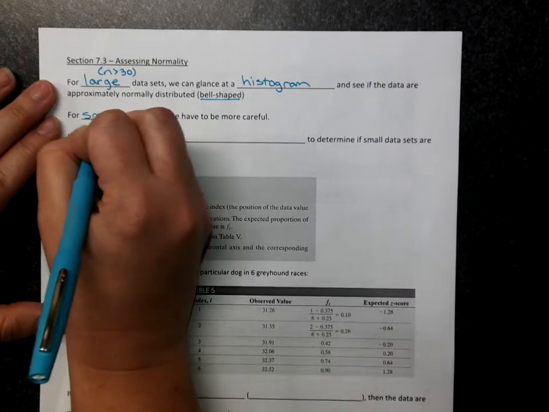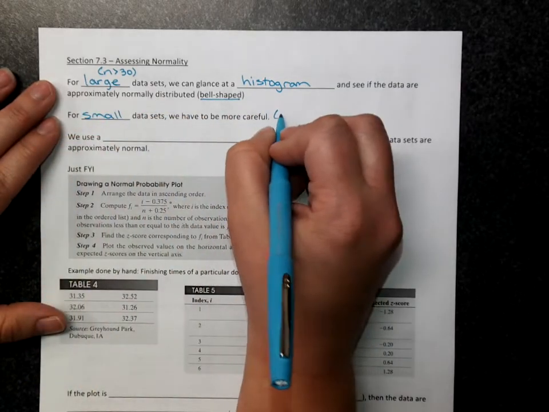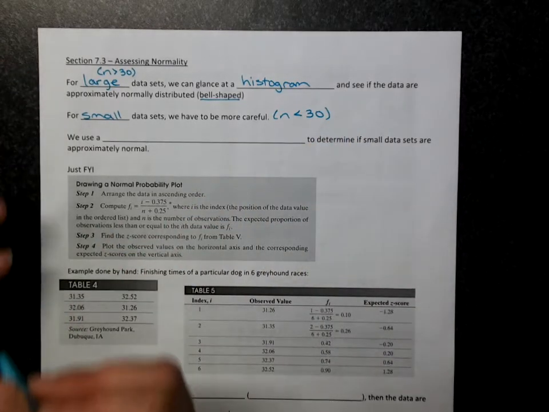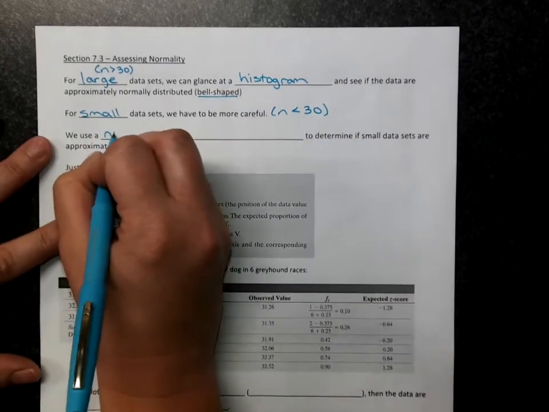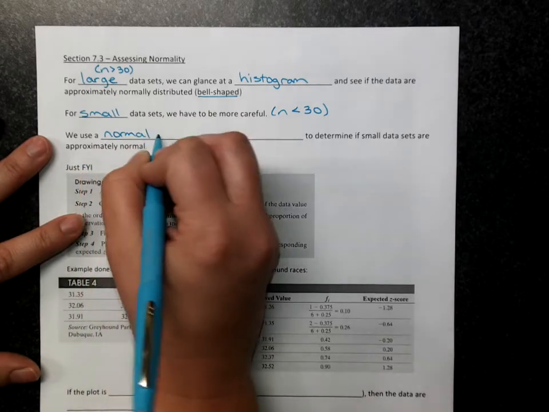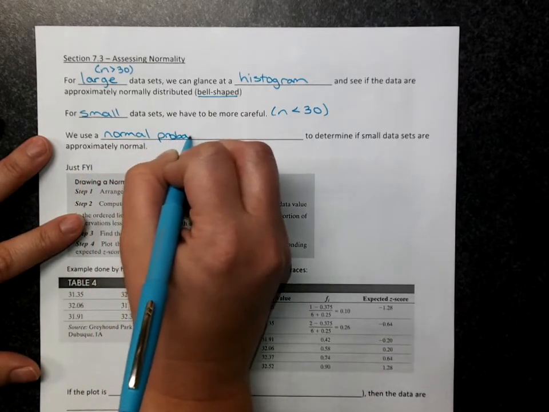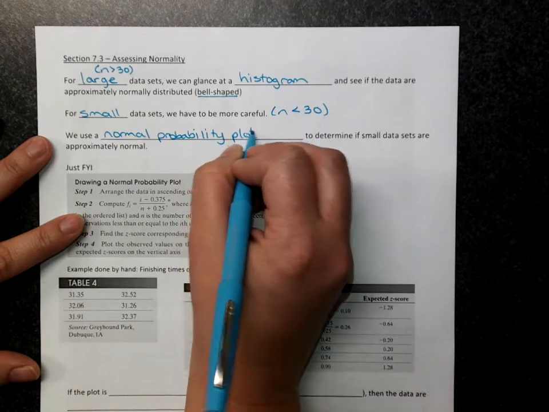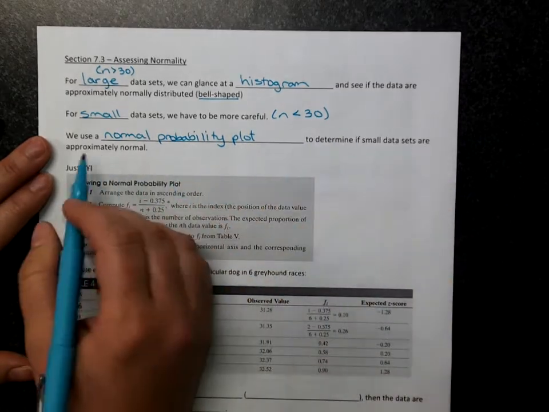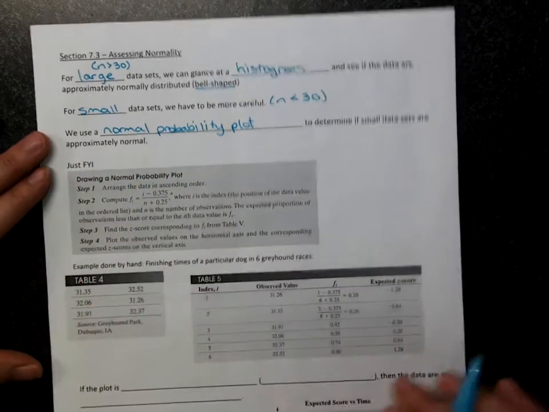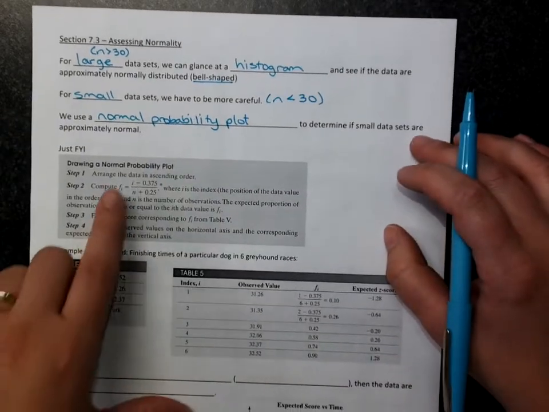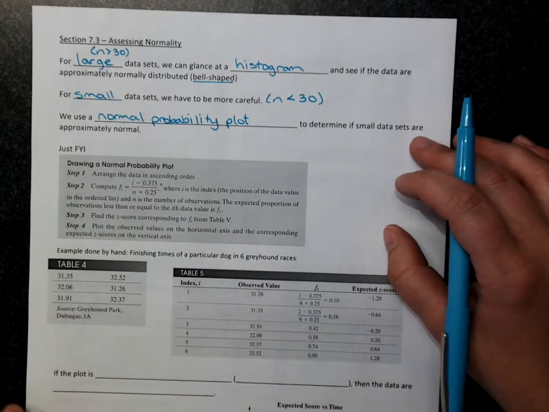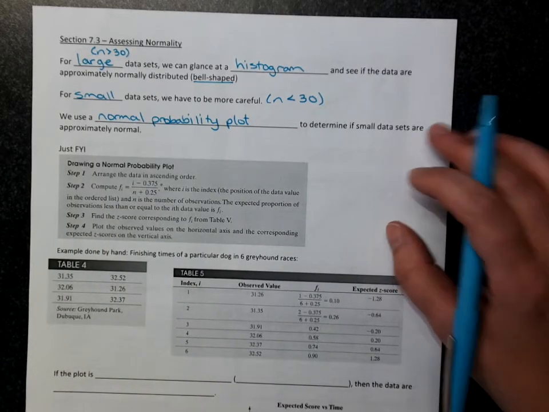For small data sets, and that's if the sample size is less than 30, we have to be more careful. So we use what's called the normal probability plot to determine if small data sets are approximately normal. Now your textbook goes into how to get the probability plot by hand. I am not going to make you do that. We just need to know what the graph's supposed to look like.